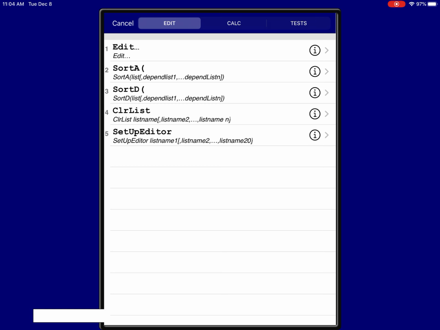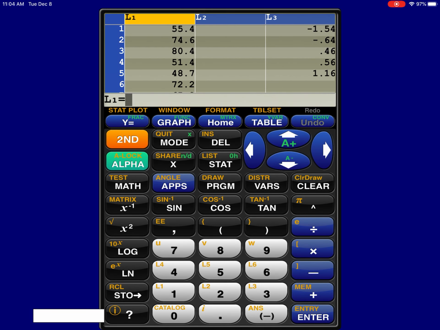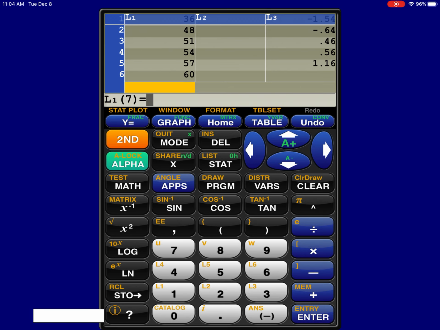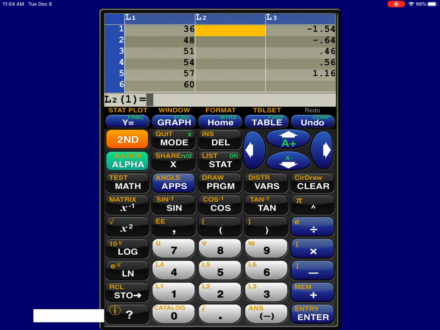Stat, edit, go up to list 1, press clear, enter. List 2, clear, enter. I'm going to go ahead and put this in: 36, 48, 51, 54, 57, and 60. And then I'm going to go ahead and press 86, 90, 91, 93, 94, and 95.